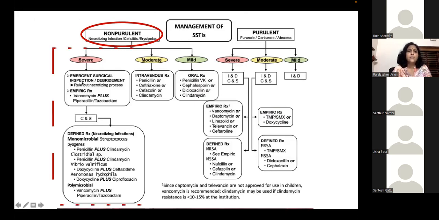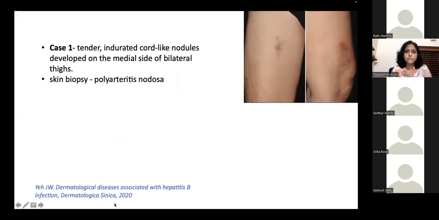In such patients, the first line is surgical debridement, which is the most important thing to do. And then empiric therapy, which should include piperacillin tazobactam with vancomycin, and then follow up with culture. Historical clues to a specific diagnosis include trauma, exposure to seawater, or exposure to river water, and it can sometimes be polymicrobial, especially in diabetic individuals.